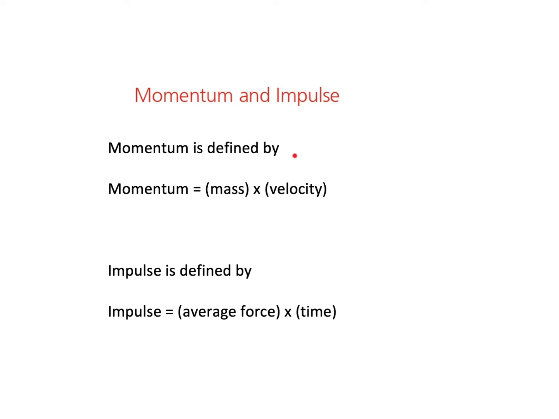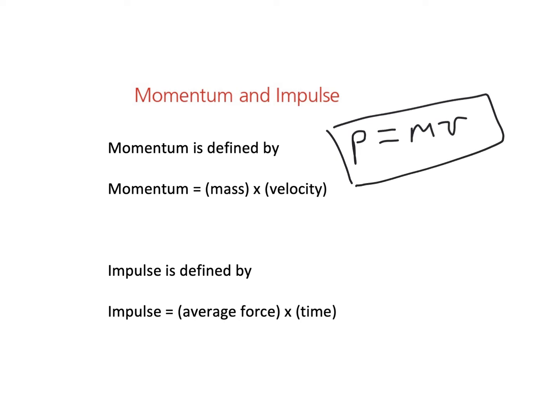Momentum is defined simply as an object's mass times its velocity. That's it, mass times velocity. Mathematically, momentum is very often represented by the letter P, which is an odd letter choice, but that's just what's commonly used. And so we can say that the formula for momentum is that the momentum P is equal to m times v, where of course m stands for the mass and v stands for the velocity.